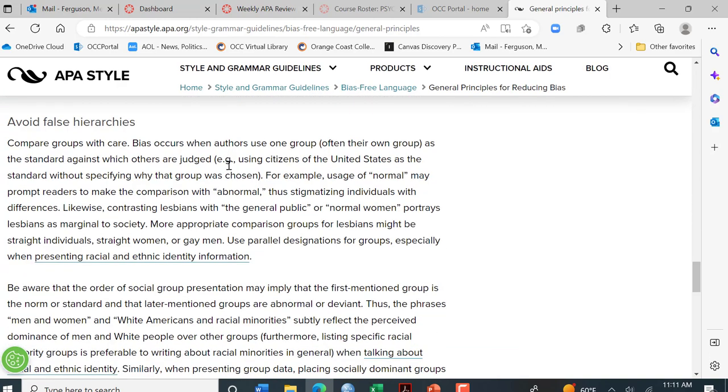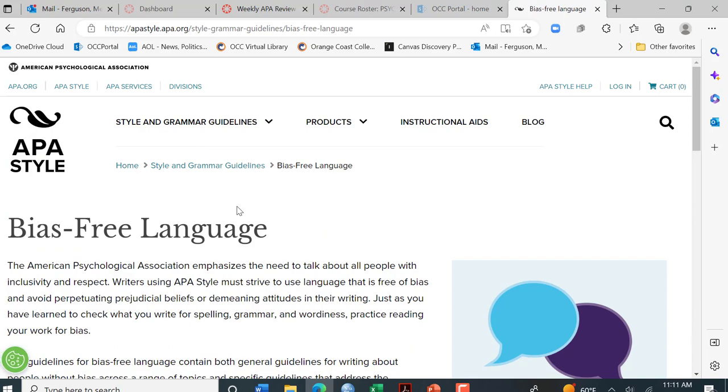And again, just one more pointing out here, this example uses normal, which may prompt a comparison with abnormal and thus stigmatize individuals. Instead, find terms that avoid using that word normal, to avoid that biased language. All right, well, I hope that helps on your WAR activity.